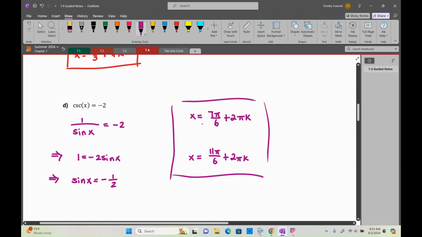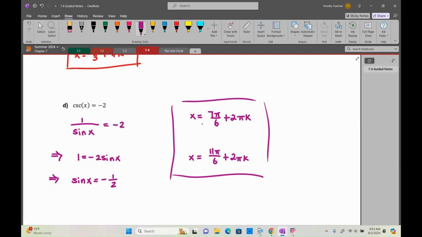Or if you don't want to think about this as being coterminal angles, you can just note that the period for cosecant is 2 pi. So if we add its period or a multiple of its period, it's going to give us an angle that, when you input it into cosecant, will have the same output, which will be minus 2.